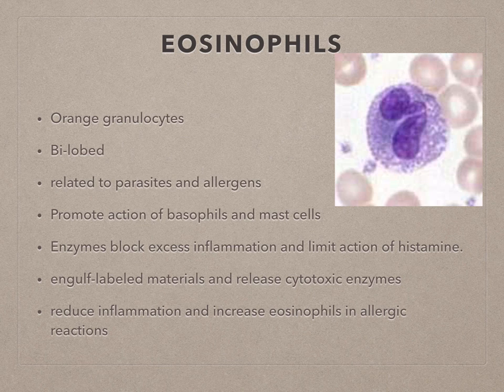Eosinophils engulf labeled materials and release cytotoxic enzymes. Cytotoxic means that it will kill whatever is being targeted. It reduces inflammation and increases in number during an allergic reaction. So when you have an allergic reaction to peanuts and whatnot, you normally take an antihistamine drug, but what eosinophils do is attack the affected area. For example, if your throat closed, eosinophils would travel to the blood and tissue of your throat, and they would reduce the inflammation and try to lower the swelling.